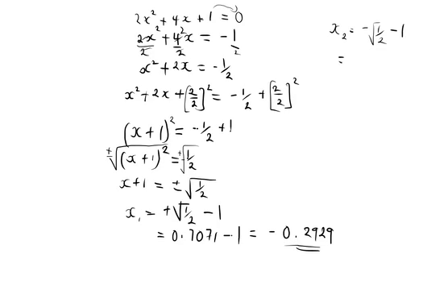This will be equal to negative 0.7071, which is the square root of half, minus 1. And this gives us negative 1.7071. So the two solutions of x in this equation will be negative 0.2929 and negative 1.7071.